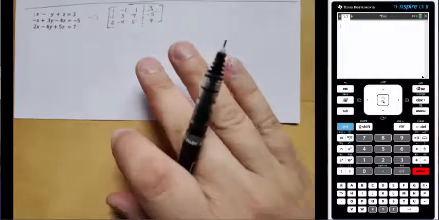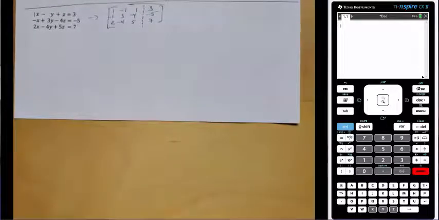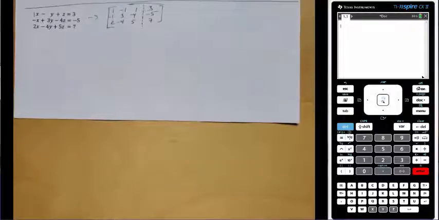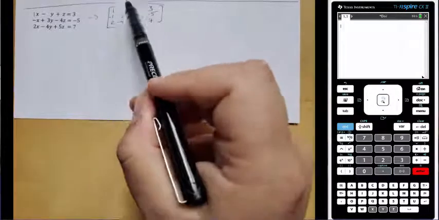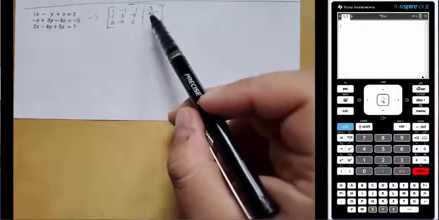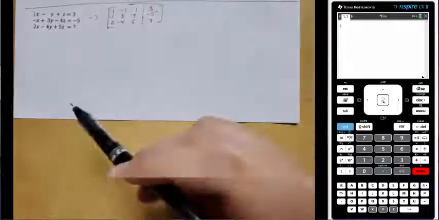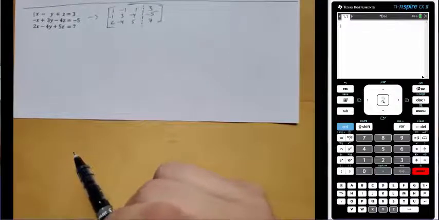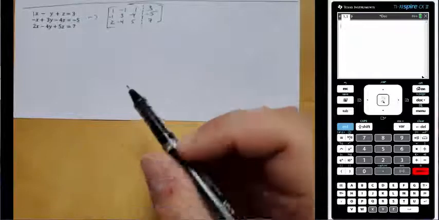What's nice about this is that I don't have the x's, y's, and z's running around, so I don't have to keep worrying about the tediousness of writing those out. I know that everything in this first column is an x, then a y, then a z, and everything on the right-hand side of this dotted line is what was on the other side of the equal sign. So this just helps me visualize this a little bit more effectively.